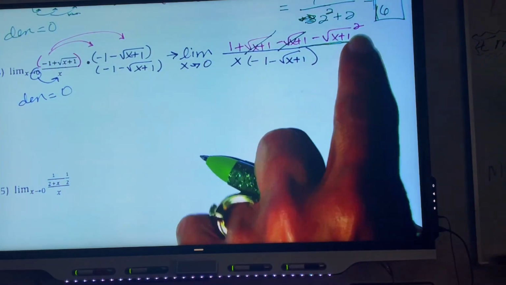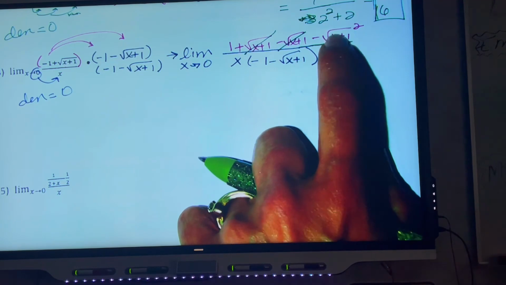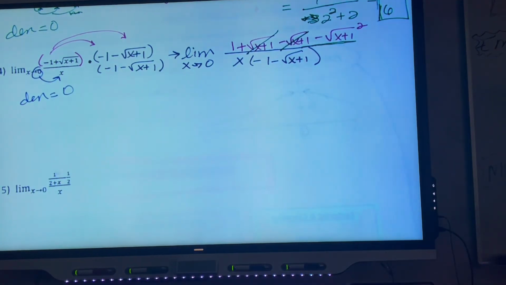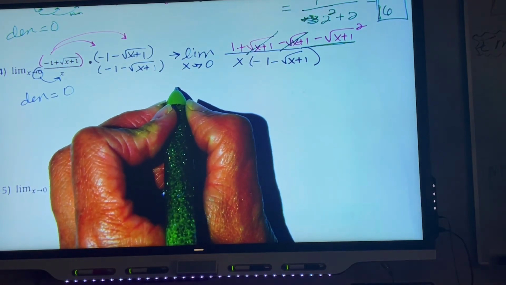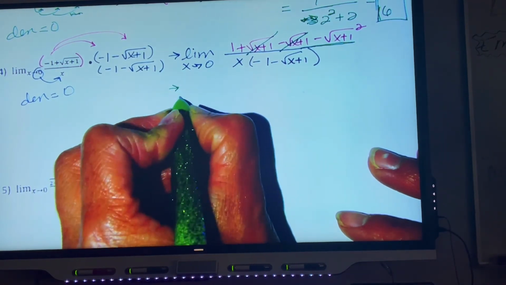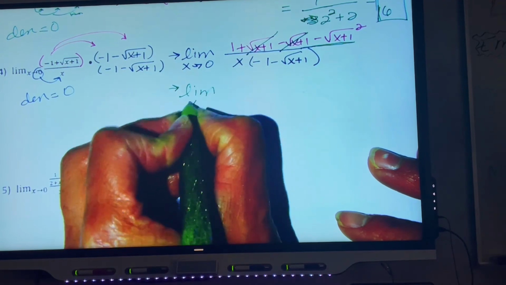And when we square a square root, what happens? It comes out. So the stuff comes out, right? It'd be negative x plus 1. No, it won't be negative x plus 1. It'll be negative x minus 1, right?